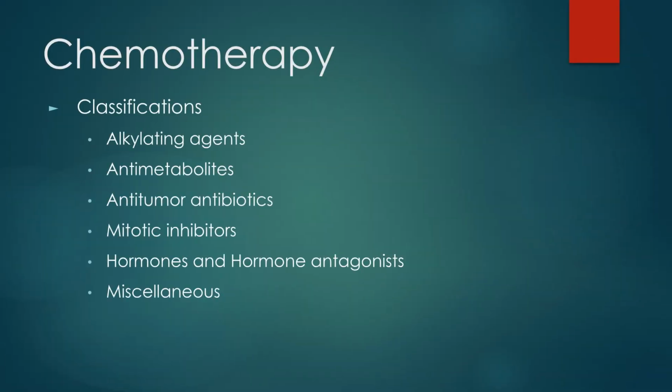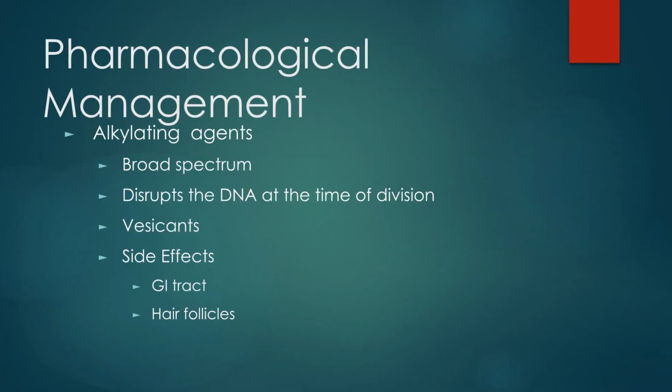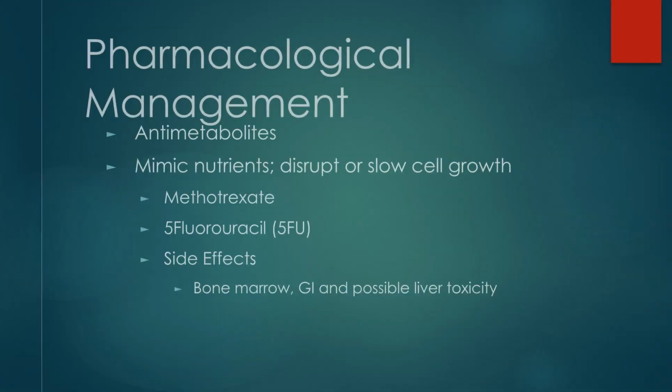Chemotherapy drugs are classified based on their effects on the cell cycle and their pharmacologic action to effectively target cancer cells. Key classifications of chemotherapy drugs include alkylating agents, antimetabolites, anti-tumor antibiotics, mitotic inhibitors, hormones and antagonists, and miscellaneous agents. Alkylating agents are broad-spectrum and disrupt DNA at the time of division. They can be vesicants and have side effects affecting the GI tract and hair follicles.